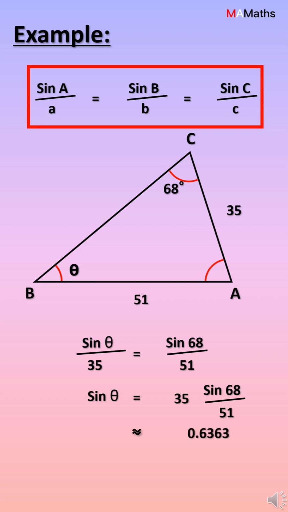0.6363 to 4 decimal places. So theta is equal to the inverse sine of that, which is approximately 39.52 degrees, to 2 decimal places.